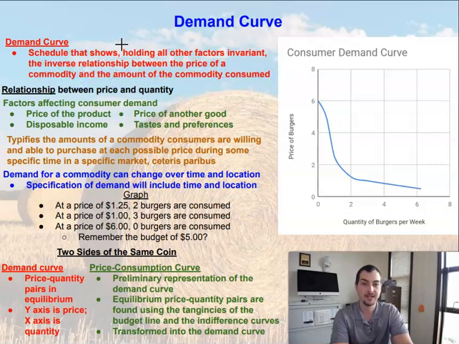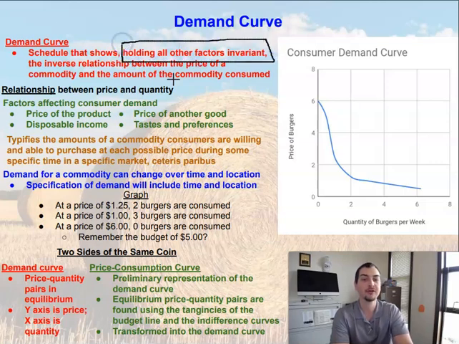So let's break this down real quick. First off, this "holding all other factors invariant" ought to sound vaguely familiar. It sounds like holding all else constant, or that Latin phrase, ceteris paribus. So remember, ceteris paribus means we're going to hold all else constant. We're not going to allow the prices to change. We're not going to allow the markets to change. If everything else is set, this is the way it would be as the price of, say, hamburgers changes.